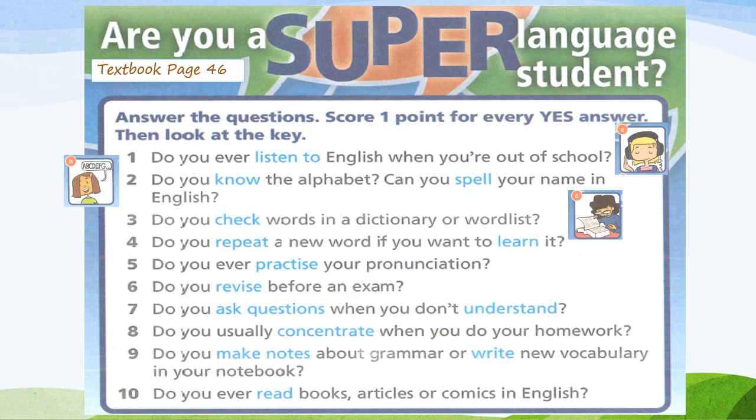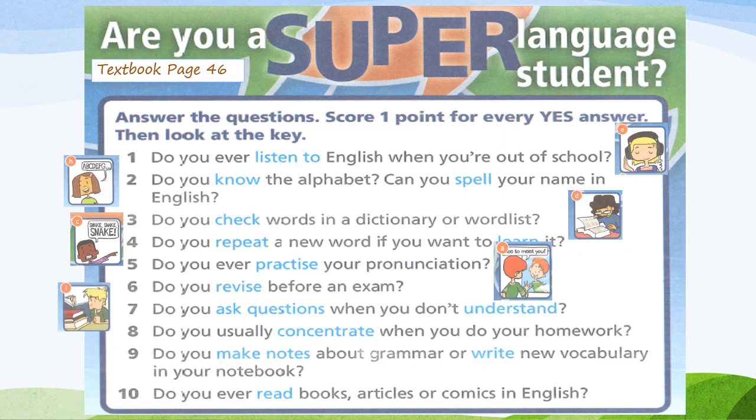Do you repeat a word if you want to learn it? Repeat, meaning you say it a few times. For example, snake. S-N-A-K-E, snake, snake, snake. That's how you repeat a new word. Do you ever practice your pronunciation? For example, you talk to yourself in the mirror. You say, nice to meet you. Nice to meet you. So that's how you practice your pronunciation.